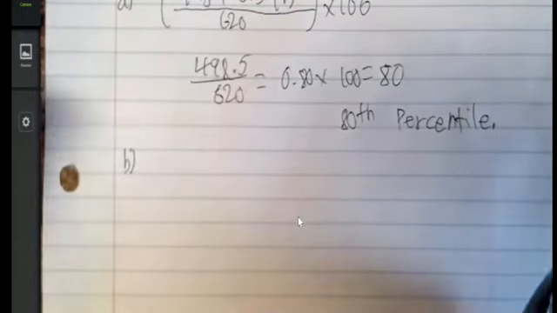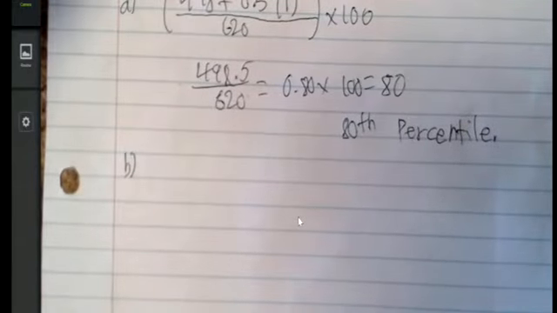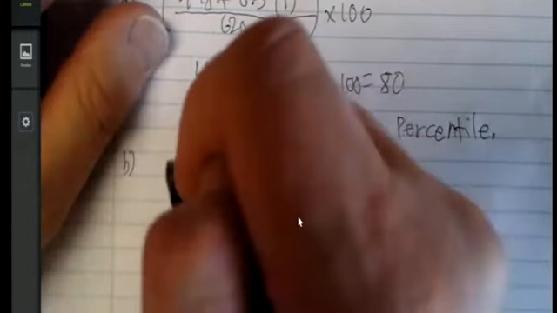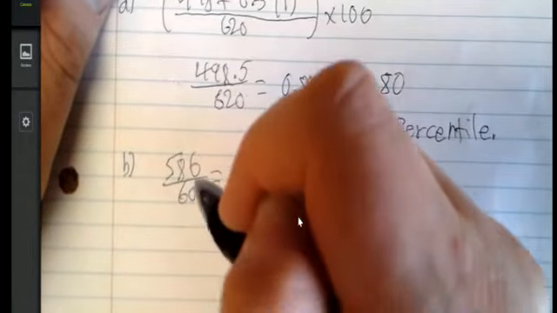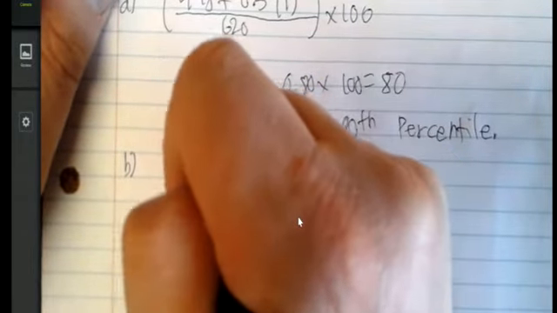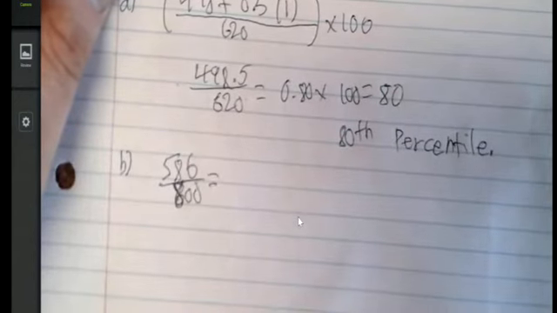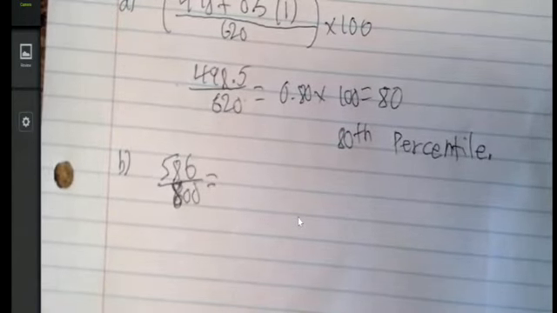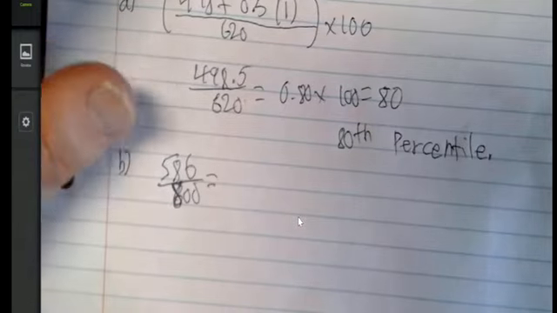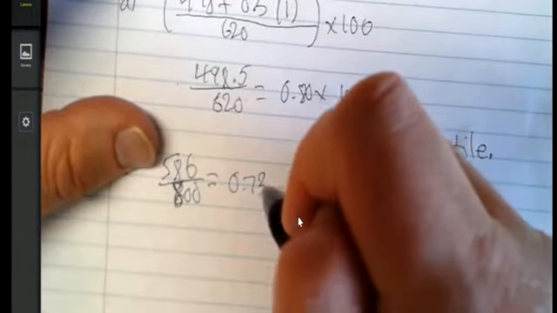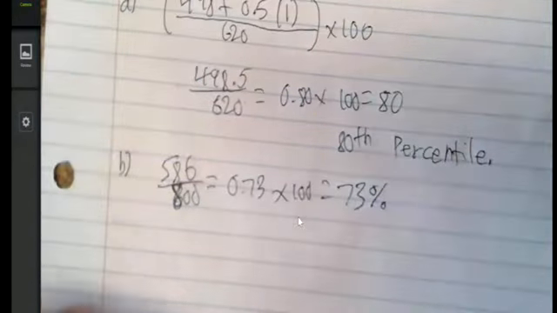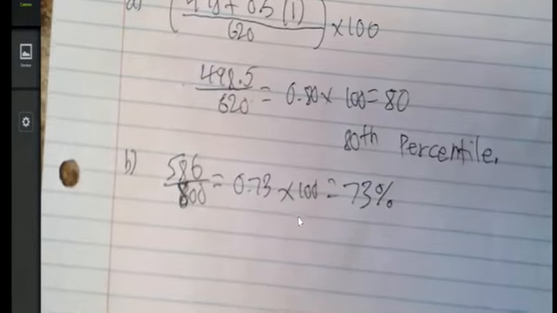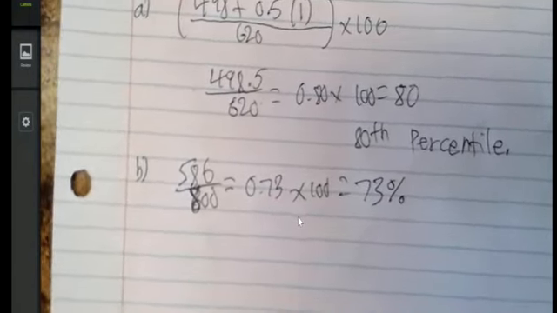And that's A. B. What's the mark that she got on this test? Well, she had 586 out of 800. 586 divided by 800 is 73.25, so 0.73. Multiply that by 100 is 73%. So her mark is 73%, and she is in the 80th percentile.